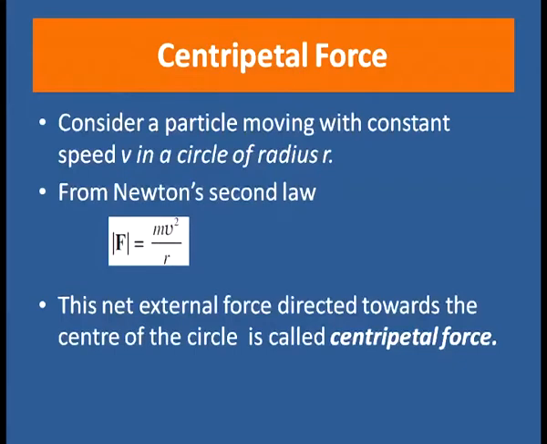From Newton's second law, force equal to mass into acceleration, and acceleration in a circular path, that is the centripetal acceleration, equal to v square by r. So, we can write the magnitude of force equal to m into a, that is equal to m v square by r. So, this net external force acts on the body when it is moving in a circular path, and it is directed towards the center of the circle. Hence, this force is called centripetal force.